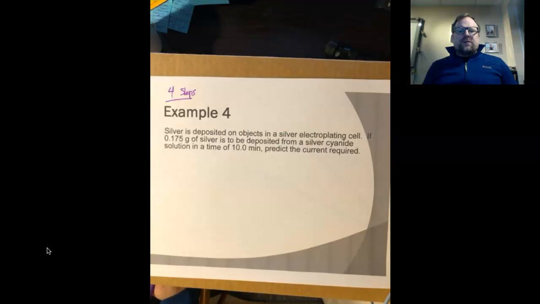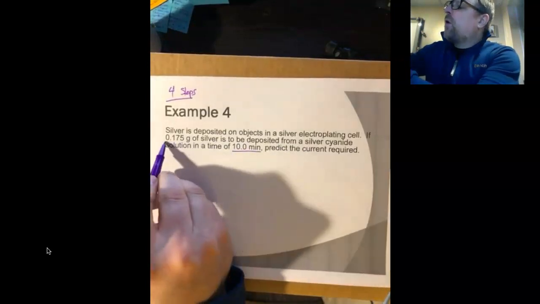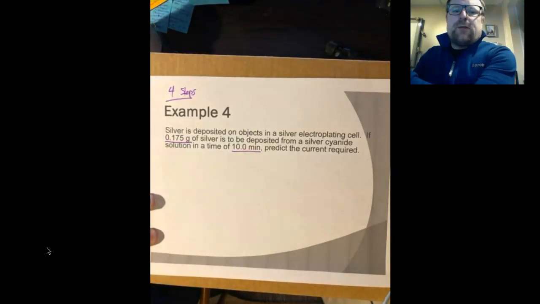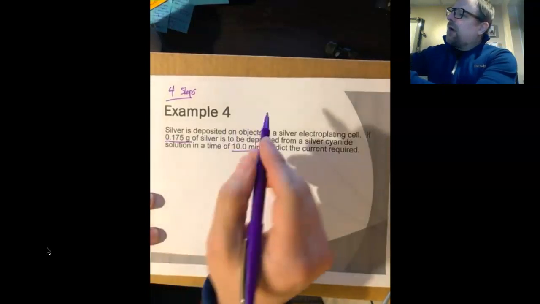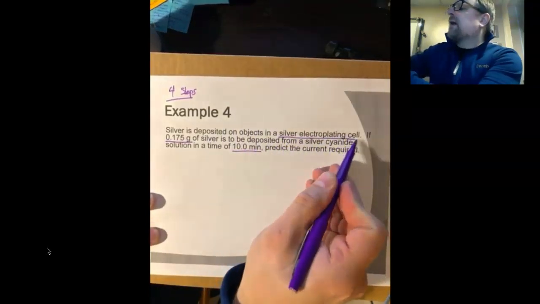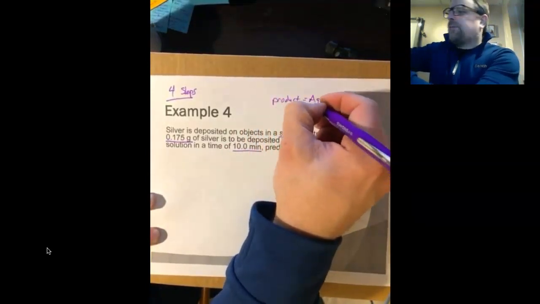First things first, silver is deposited on objects in a silver electroplating cell. If 0.175 grams of silver is to be deposited from silver cyanide solution in a time of 10 minutes, predict the current required. We're going to run for 10 minutes, and we only want to put on 0.175 grams of silver. Don't get confused on this question. This is a silver electroplating cell, so our product is going to be silver.